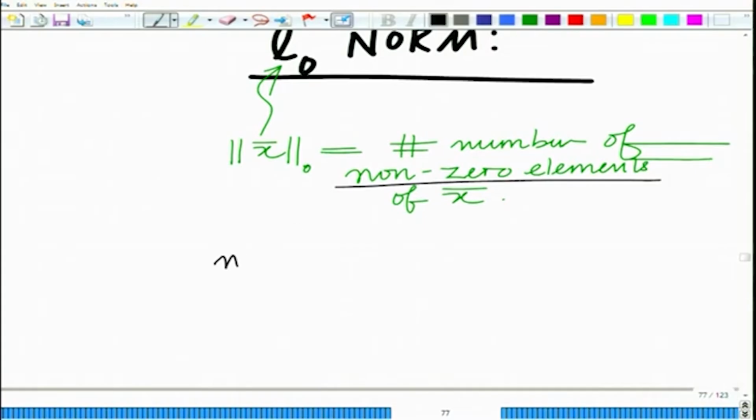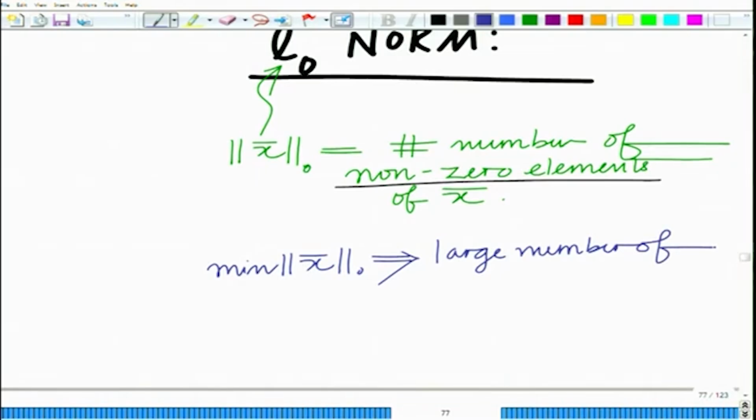So, if you minimize the L0 norm, and this is a very important idea, if you minimize the norm of x bar, this results in a large number of components of x bar being 0.